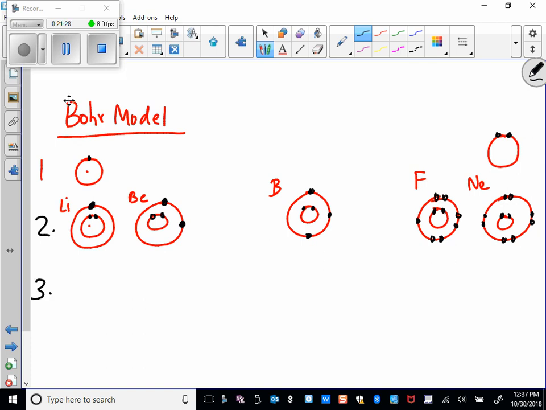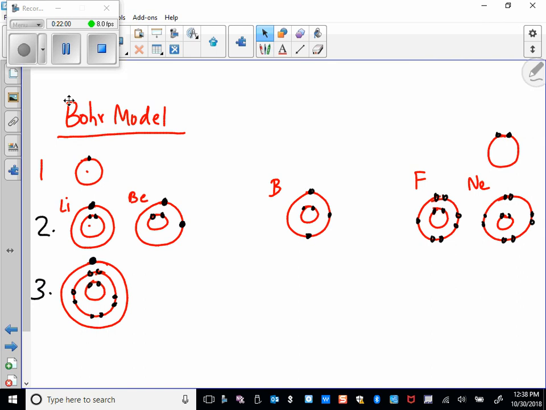Sodium is in energy level 3. So how many rings should I draw for sodium? 3 rings. All right? 1, 2, 3. How many maximum can go into the first ring? 2. How many maximum can go into the second ring? 8. So 2 plus 8 is 10. So how much is left for sodium? 1 more. So there's 1 in the outermost ring. Are you with me? So let's go to magnesium.